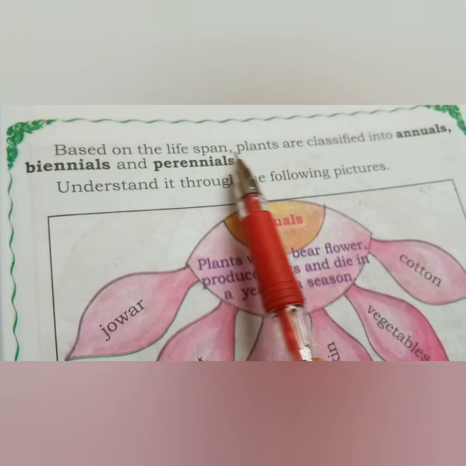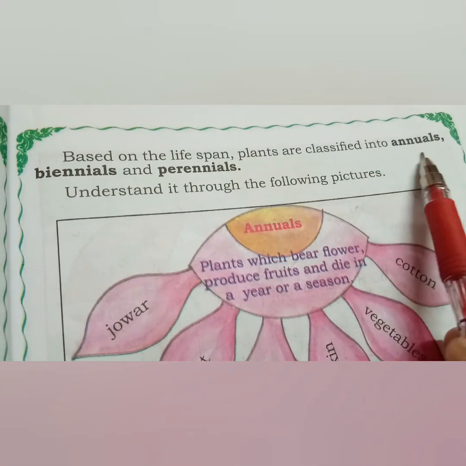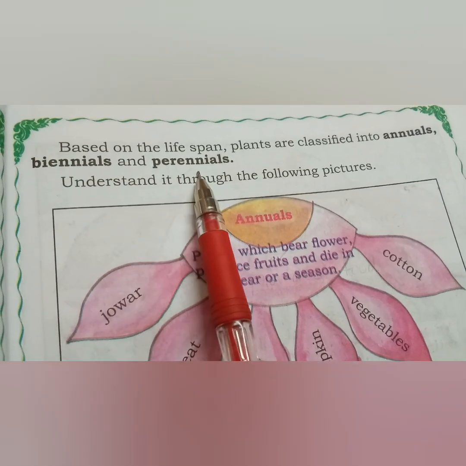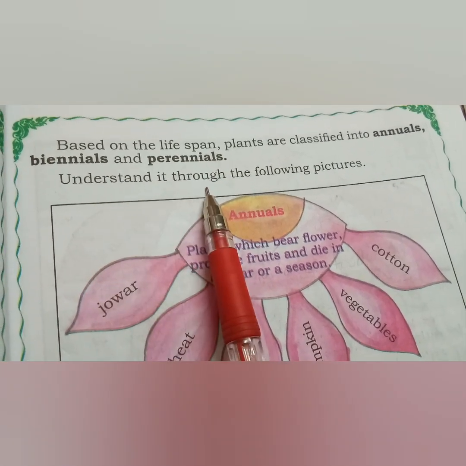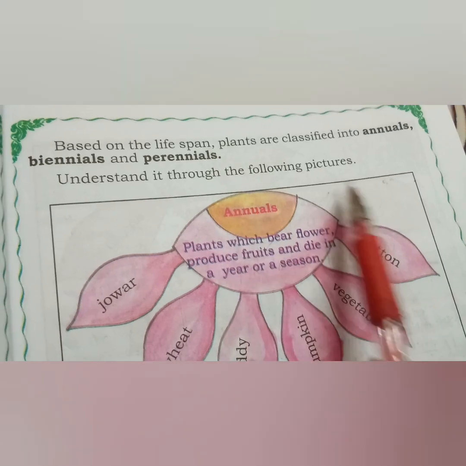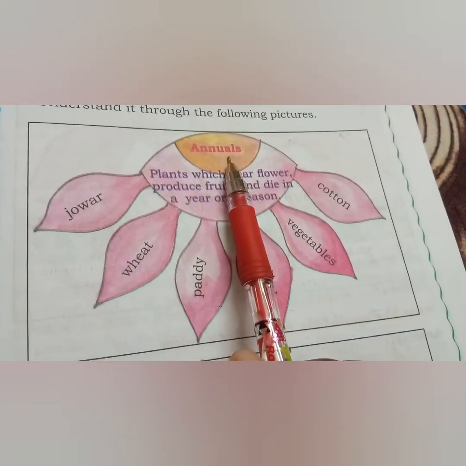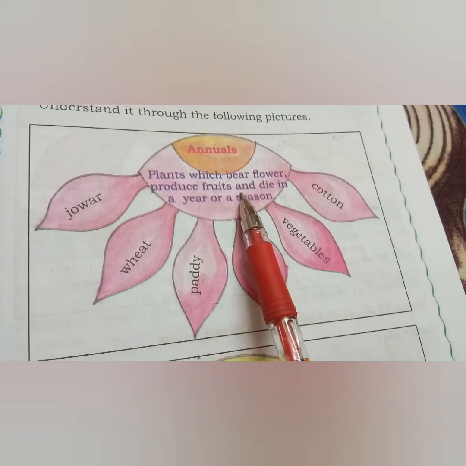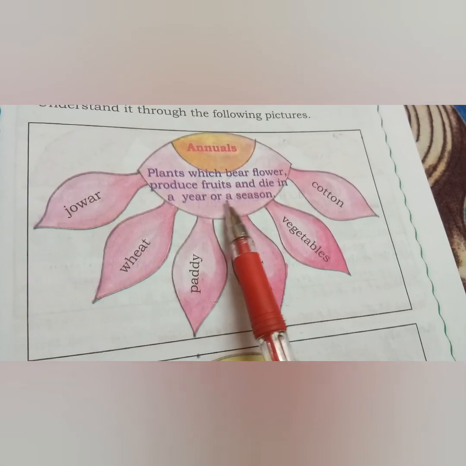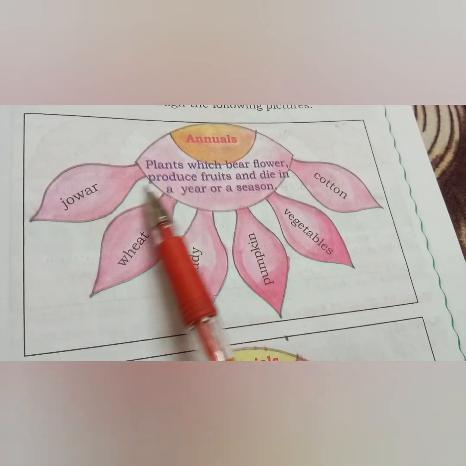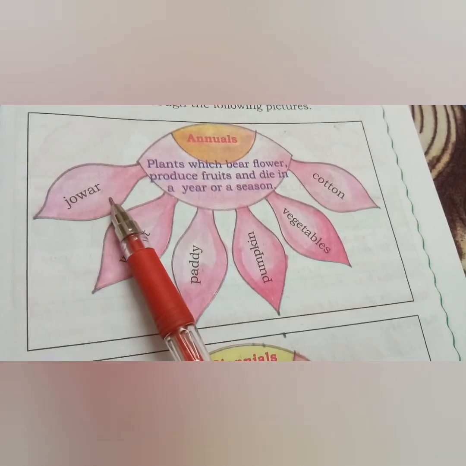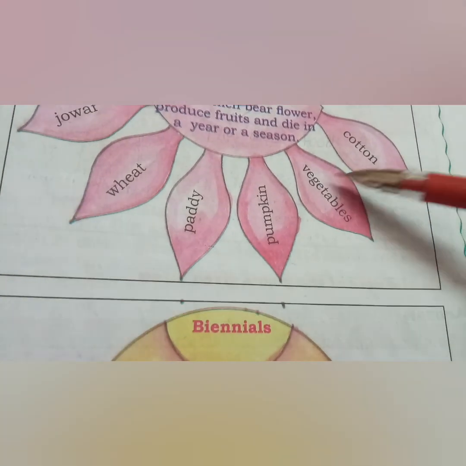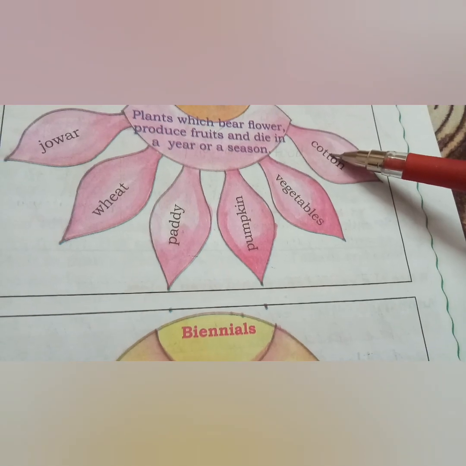Based on the lifespan, plants are classified into annuals, biennials, and perennials. Understand it through the following pictures. See, annuals means plants which bear flower, produce fruits and die in a year or a season. See the examples, children. First is jowar, wheat, paddy, pumpkin, vegetables and cotton.